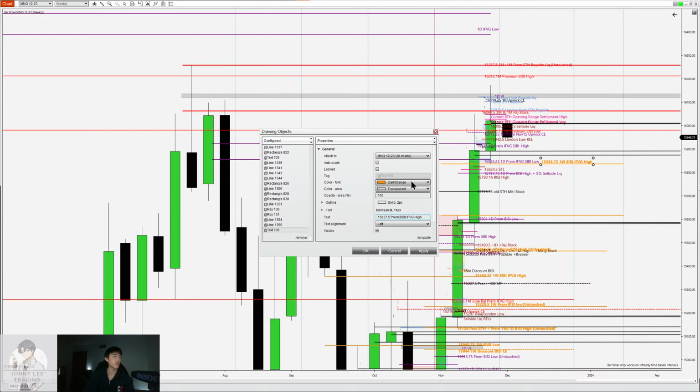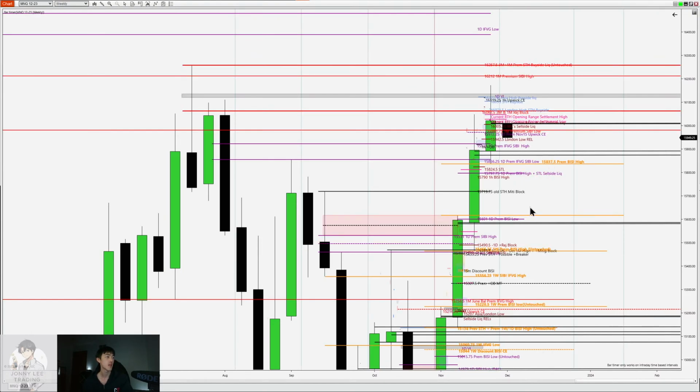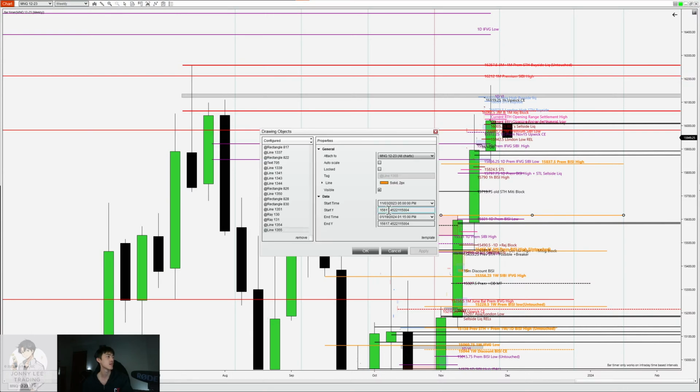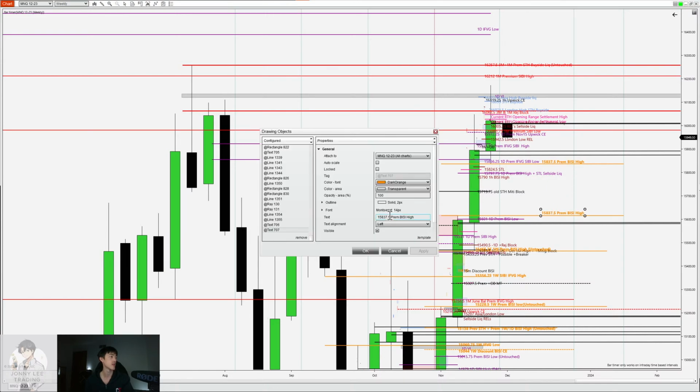We'll call that a weekly premium BISI, buy side imbalance, sell side inefficiency. And we can call that a weekly premium BISI high. And of course, this is 15,616.25. So let's mark that on our charts as well, and make sure that it's on our charts here so that we have that value written out and referenceable on our lower time frame charts.